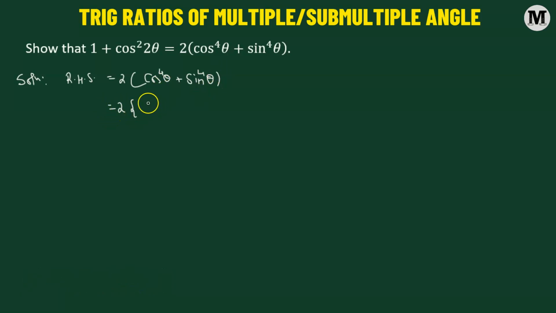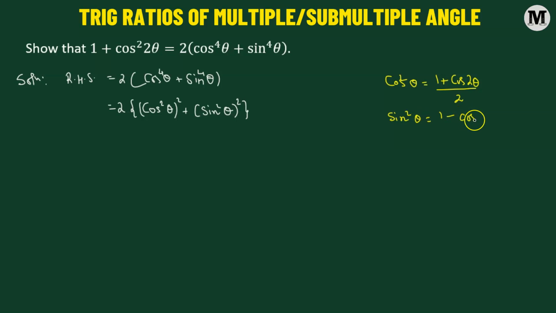So cosine theta raised to the power of 4 can also be expressed as cosine squared theta whole squared. And the next term will be sine squared theta whole squared. The reason we're writing it in this particular fashion is because we have a formula. We know that cosine squared theta is given by 1 plus cosine 2 theta over 2. And then sine squared theta is given by 1 minus cosine 2 theta divided by 2.